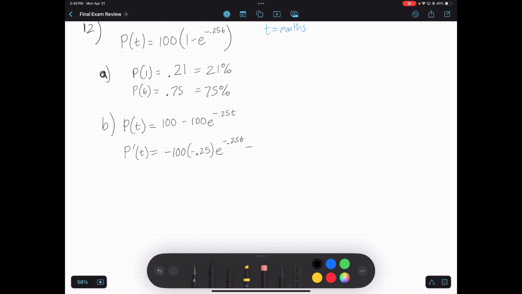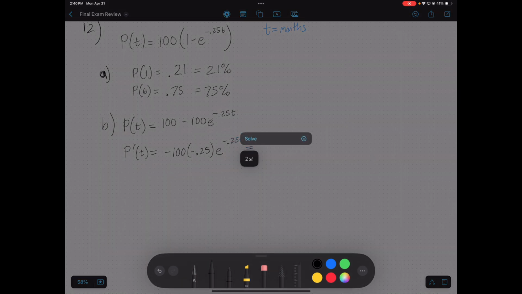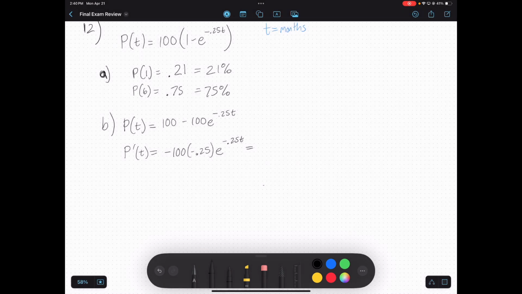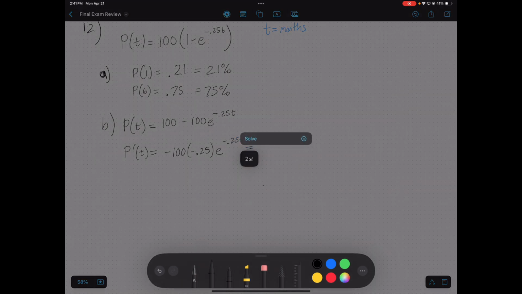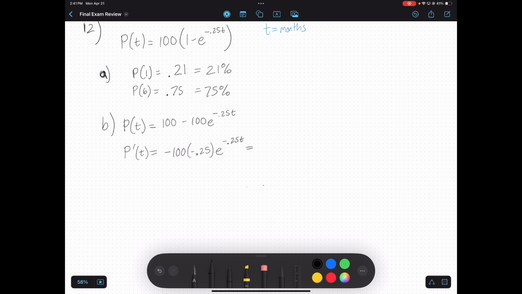So that gives me negative 100 times negative 0.25. Positive 25, because 0.25 is 1/4. So what's 1/4 of 100? 25. So the derivative is 25 e to the negative 0.25t.